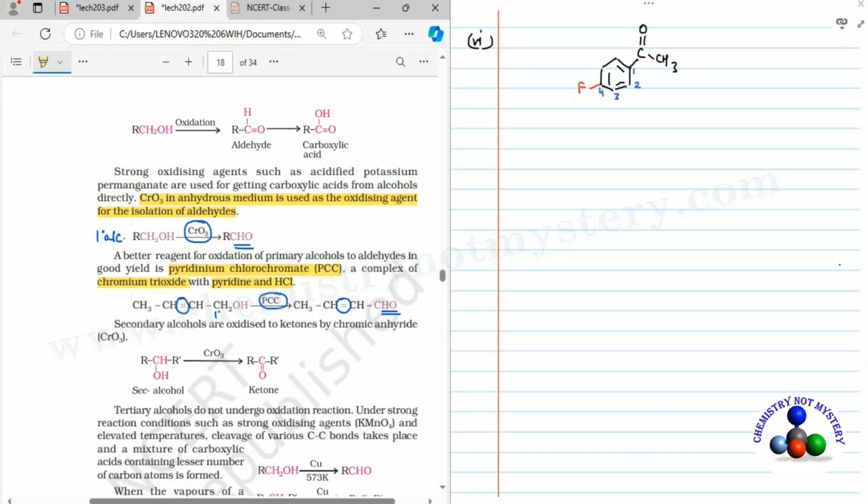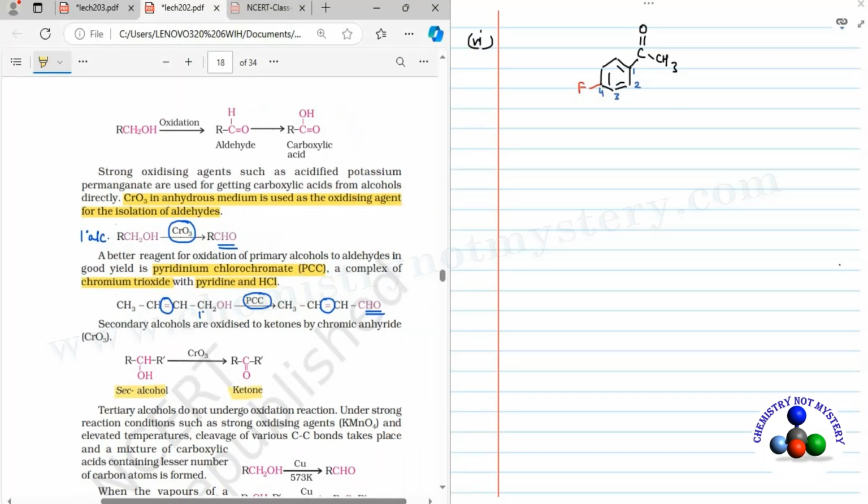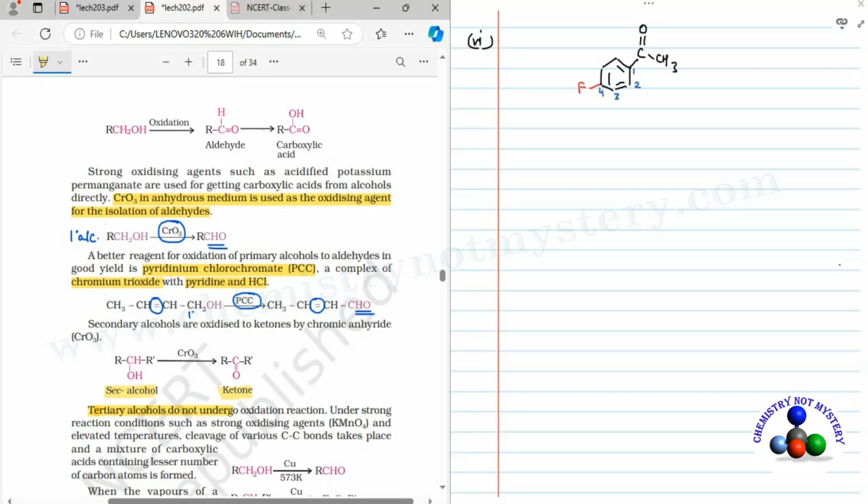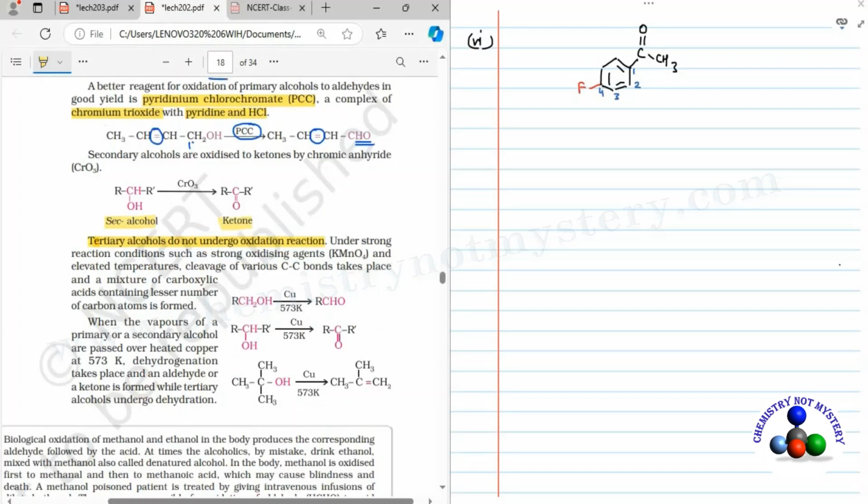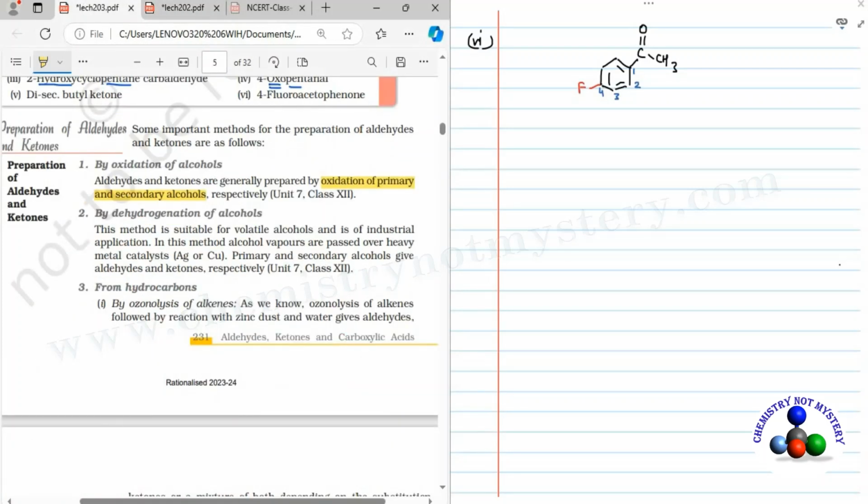Secondary alcohols are oxidized to ketone by chromic anhydride, which is the same reagent used for the oxidation of primary alcohol to aldehyde. When the alcohol is secondary alcohol, you will get ketone. While tertiary alcohols do not undergo oxidation reaction. Now get back to the chapter of aldehyde. The second method is given dehydrogenation of alcohols.